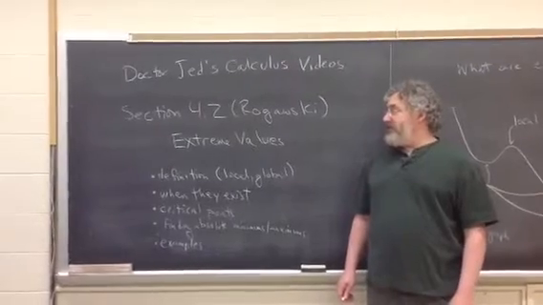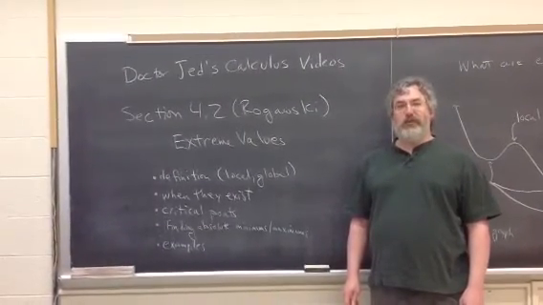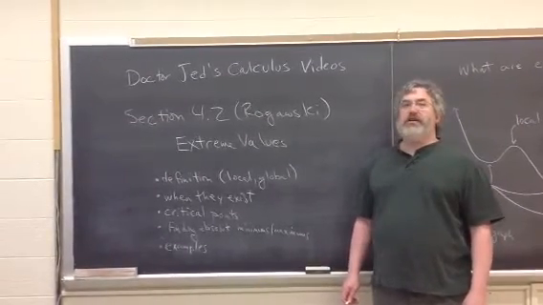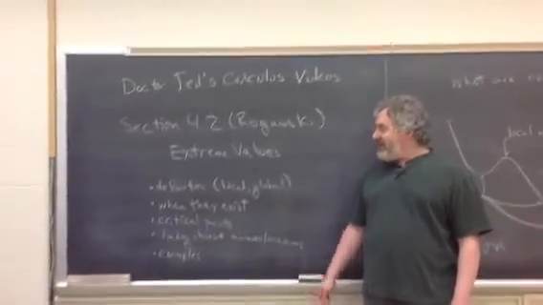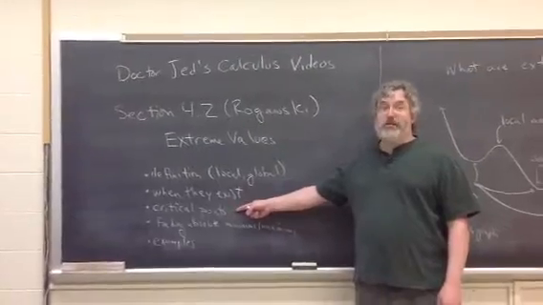Today's section is section 4.2 from Rogawski, if you missed last Friday's lecture right before spring break, or you just want to catch up on it. So what we're going to cover is extreme values. Remember, I called this the most critical section of the book. That's because it covers what's called critical points. There's a pun in there, but it really is important.